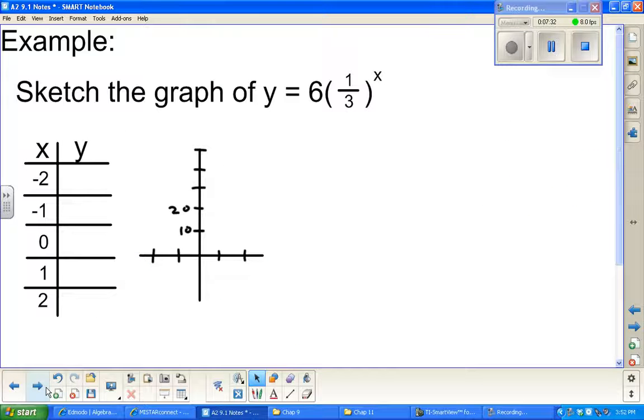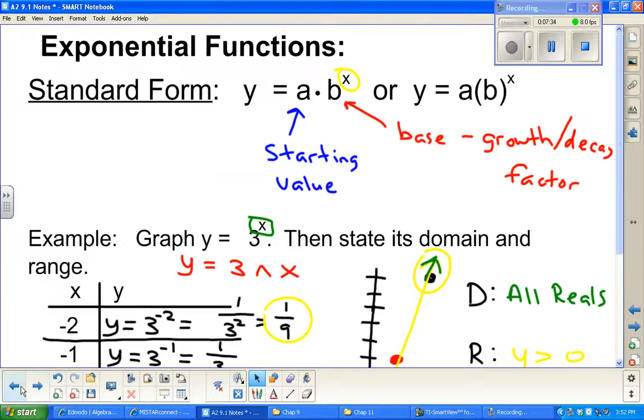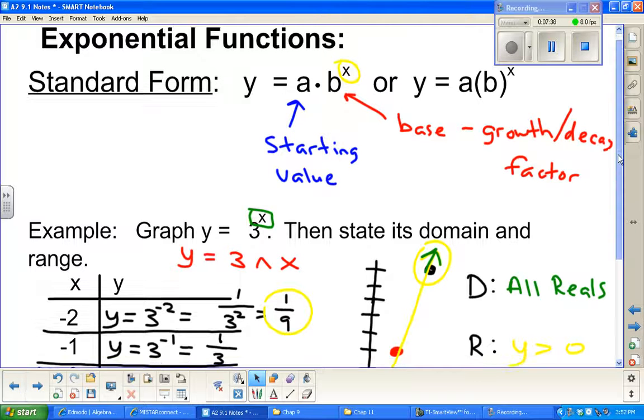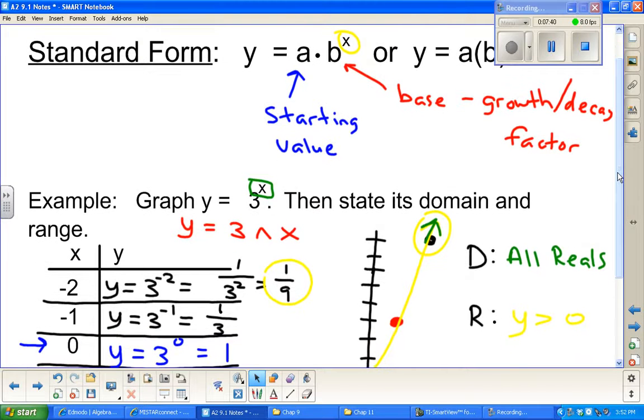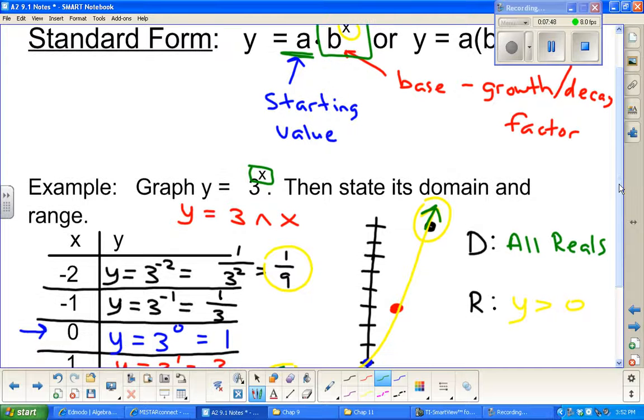Here's another example. Oh, let me go back to that one. I want to point one thing out. I know we said the general form was a times b to the x, so there's this a value. Our graph just had this piece, 3 to the x power. A lot of times that a value is just assumed to be 1. If there's no number sitting out front, you can think of it as a 1 there.